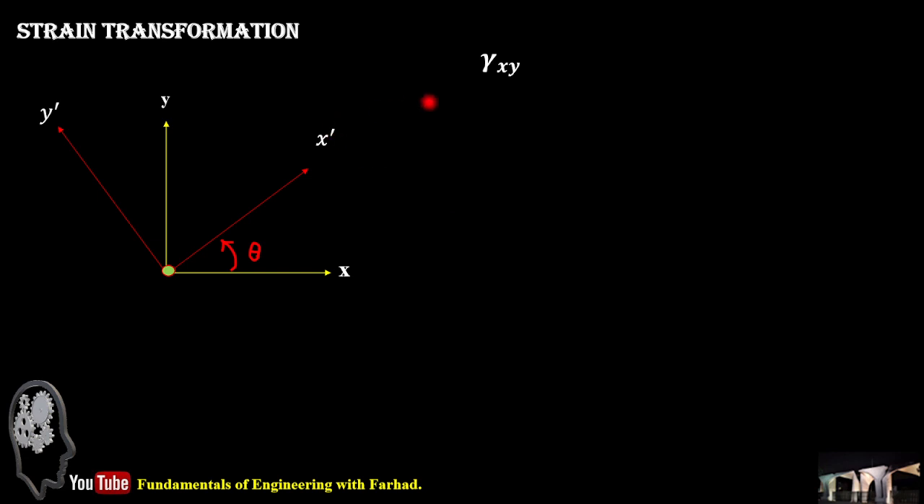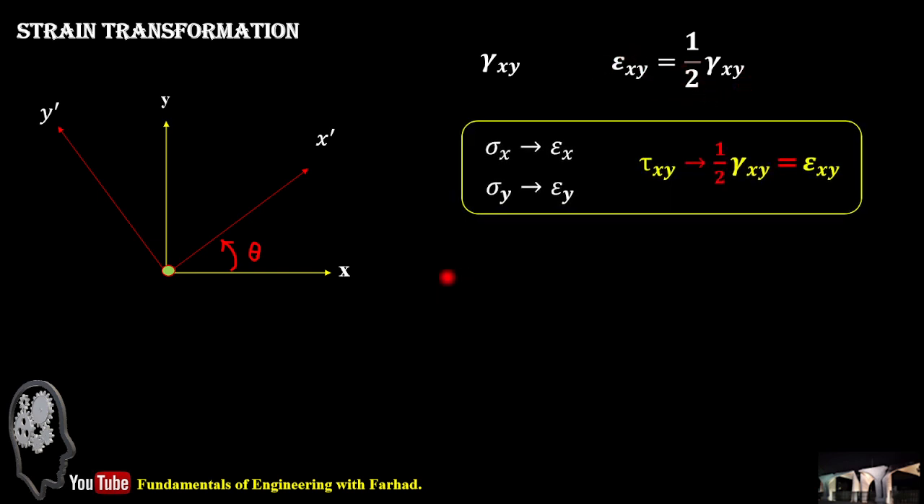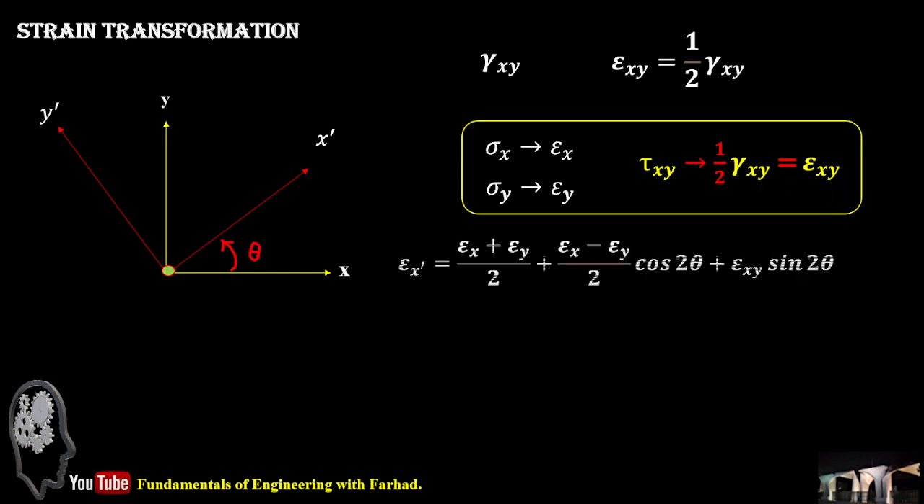So you deal with gamma xy and also epsilon xy is equal to half of gamma xy. We'll talk about that. And definitely sigma x moves to epsilon x, sigma y moves to epsilon y, and tau xy in stress moves to a half of gamma xy in strain, and that's equal to epsilon xy.